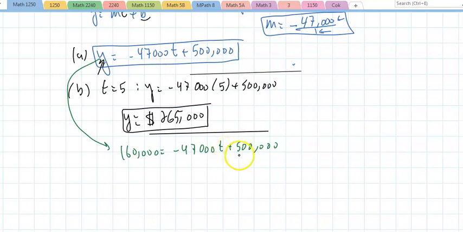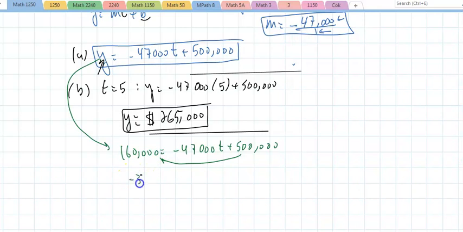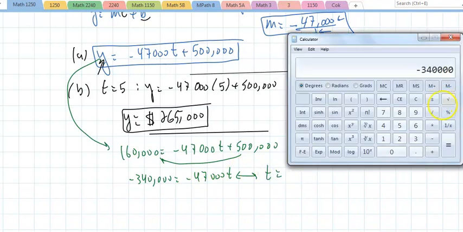So what I do, I would, again, subtract 500,000 from both sides. So take 160,000 minus 500,000. That's negative 340,000. And if I divide both sides by negative 47,000, I will get t to be, divided by a negative 47,000. Oh, I messed it up somehow.